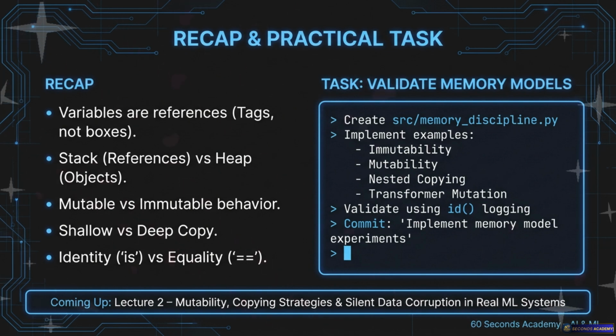So what is coming up next? Now that we know how references work, the next logical question is, how do these mutable data structures silently corrupt feature engineering pipelines in more complex ways? We touched on it today, but next time we are going deep into mutability, copying strategies, and silent data corruption in real ML systems. We are going to break some pipelines. And then we're going to fix them.